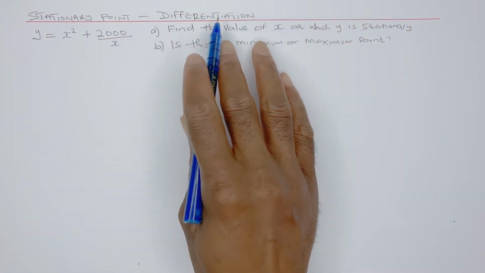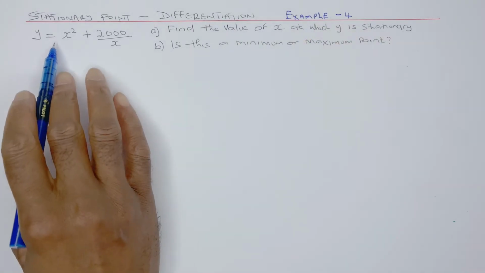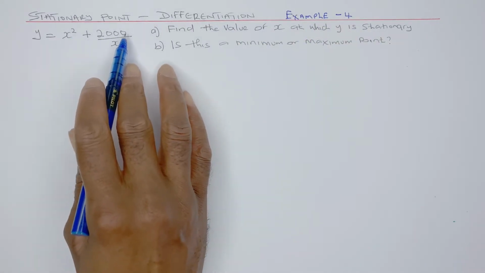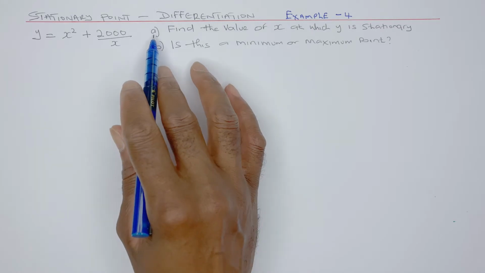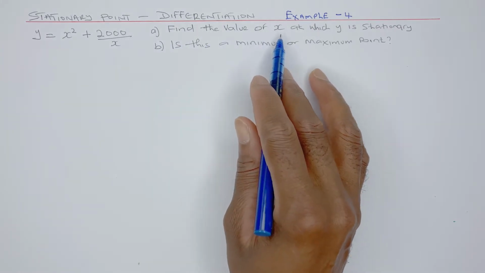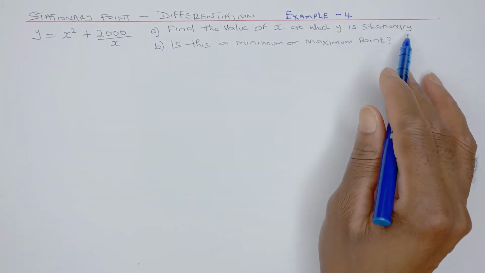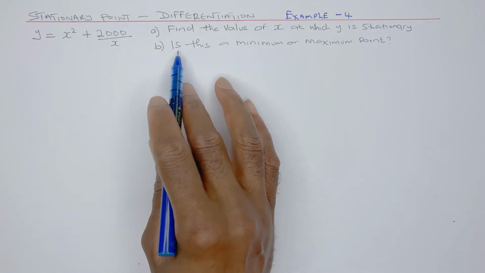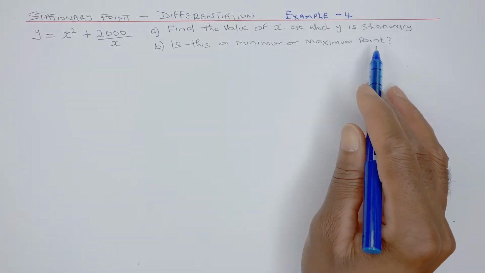Stationary point, differentiation. y equals x squared plus 2000 over x. A. Find the value of x at which y is stationary.